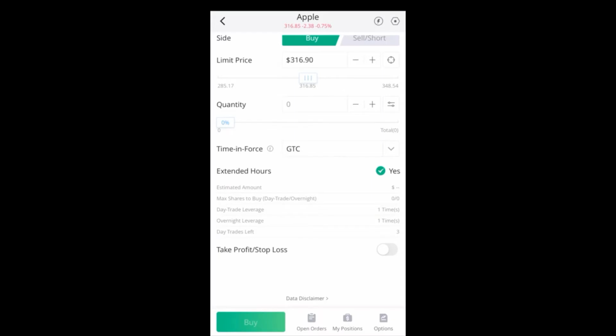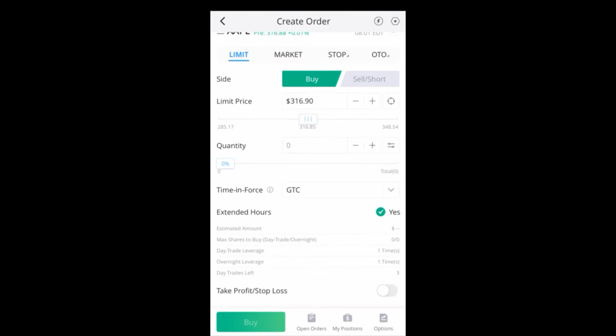Stocks are more volatile during that time period, so you definitely want to put in a limit order when you're trading during extended hours, because the amount that it could fluctuate up or down is drastic, since there's a lot less people trading. So if you do choose to use extended hours, make sure you put in a limit order to ensure that you're getting it at a good price. And then below the extended hours, you get the estimated amount based on how many shares you're buying.